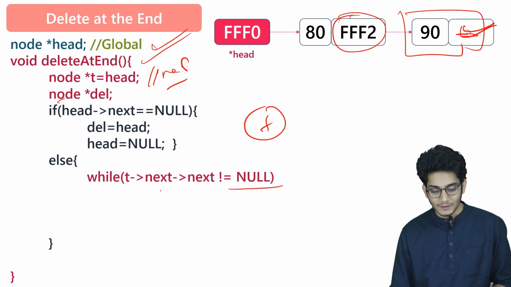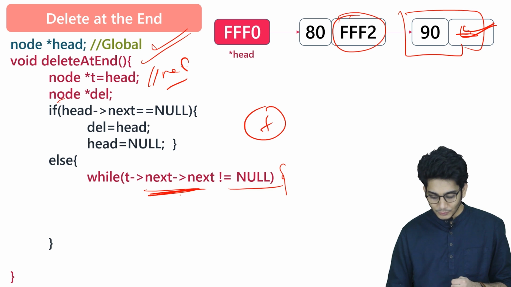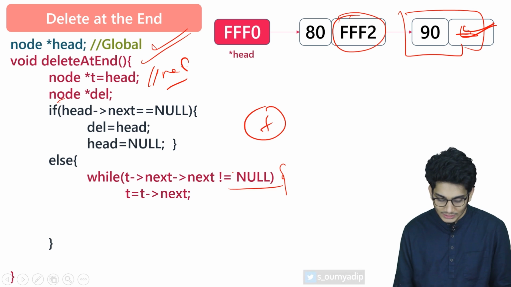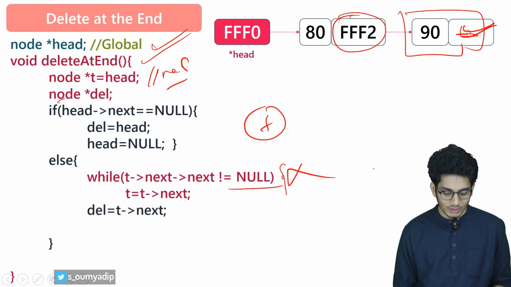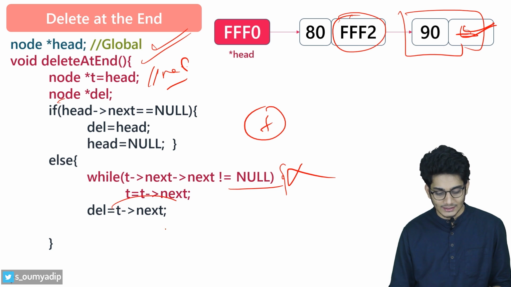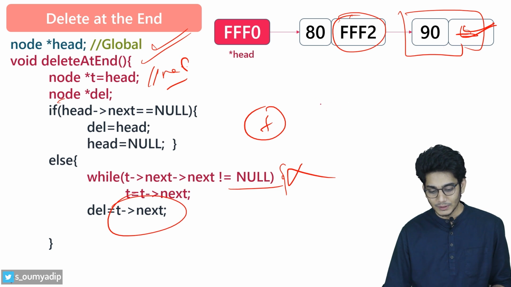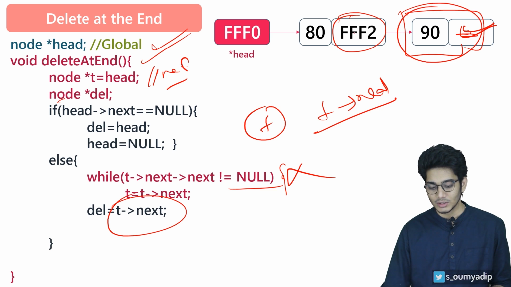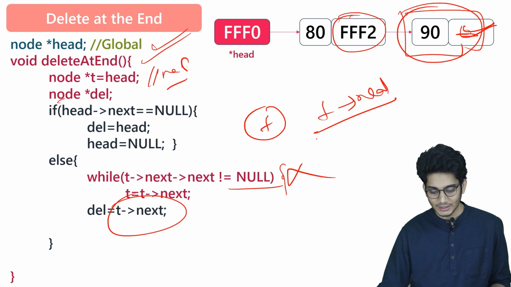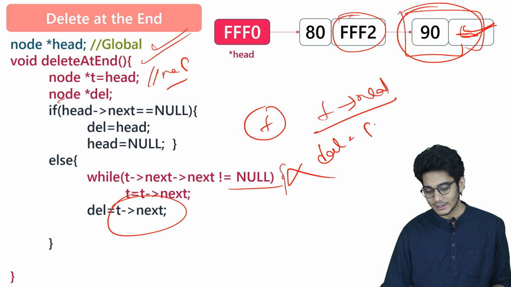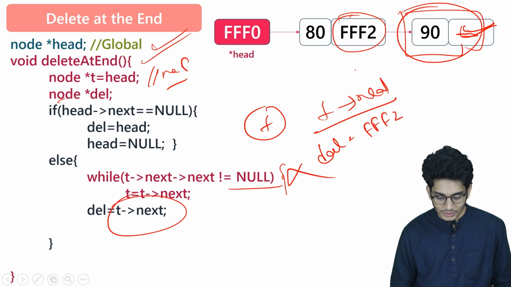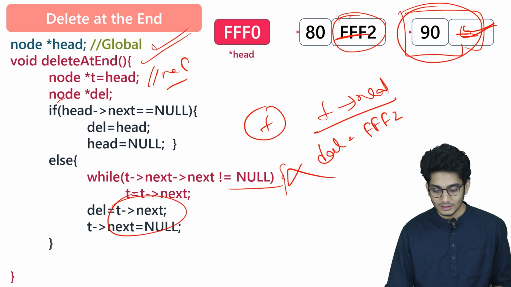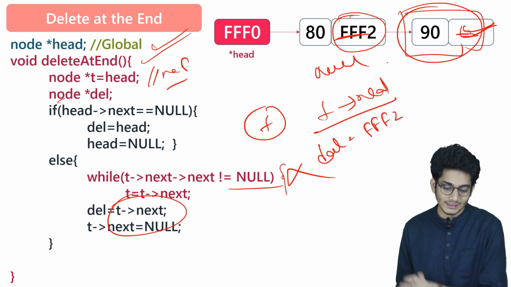That is null. If t next is not equal to null, then only we'll move the t pointer, else we won't move the t pointer. Once it's null, we will terminate the loop, and we'll take t next. So we have to delete this node, right? We'll put t next, this node, into del. Del will contain fff2. We'll deallocate that, and we'll put t next equals to null. So this thing will be null. I think this portion is clear.